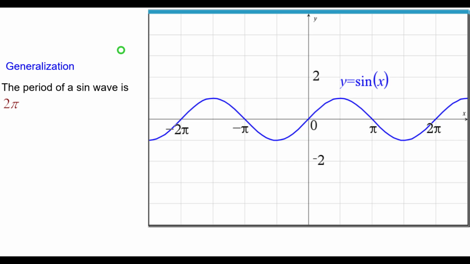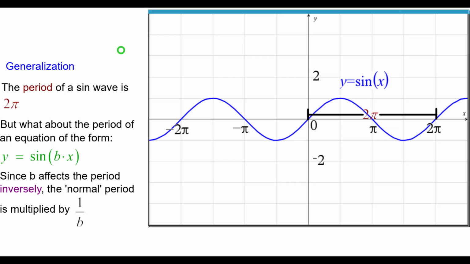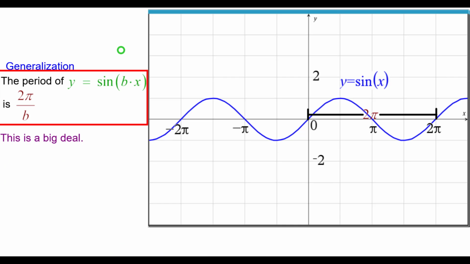Generalization. The period of a sine wave is 2 pi. You can see that here. But what about the period of an equation of the form y equals sine of the quantity some number b times x? Since b affects the period inversely, the normal period is multiplied by the reciprocal of b. That is, the period of y equals the sine of the quantity b times x is 1 over b times 2 pi, which we usually write as the fraction 2 pi divided by b. This is a big deal. We think you should write it down and remember it.